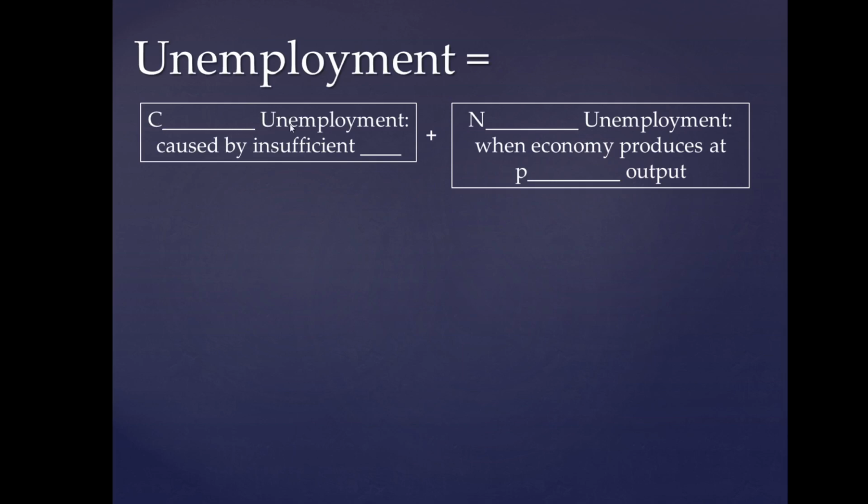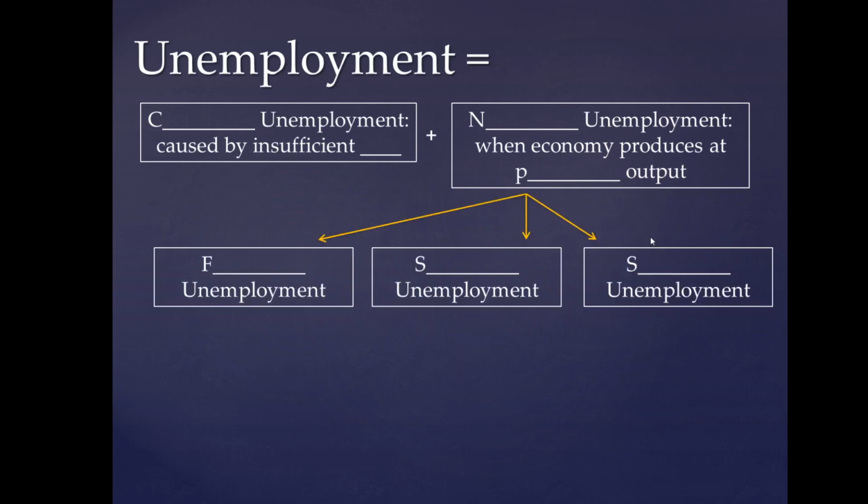Yeah, cyclical unemployment caused by insufficient AD. And what is this? Natural unemployment, when the economy produces at potential output. Okay, what about this?